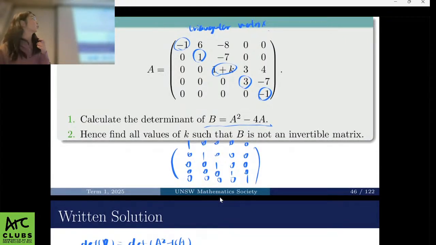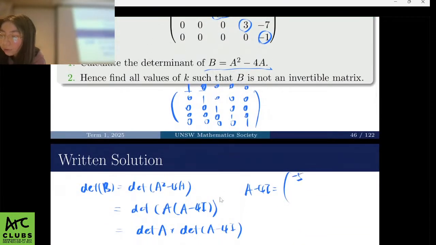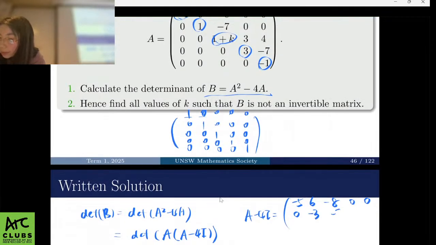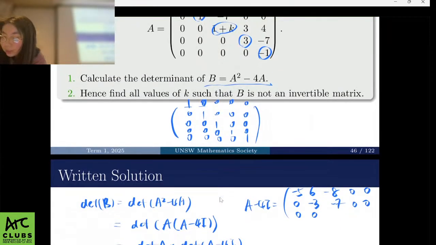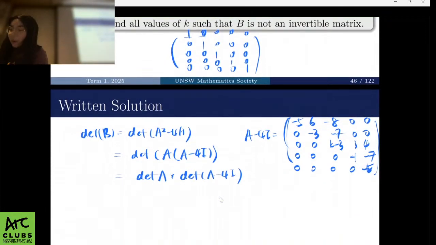When we're subtracting two matrices, we're really just looking at each entry and doing the subtraction at that position. So A minus 4I gives us a new matrix, which is -1, -4, -5 on this row. Everywhere else should stay the same because it's 0. 0, 0, and then 0. 1 minus 4, which is -3. -7, 0, 0, 0, 0. 1 plus k minus 4, which is k minus 3, 3, 4. And 0, 0, 0, 3 minus 4, which is -1, -7, 0, 0, 0, 0, -5. So that is our new matrix A minus 4I.